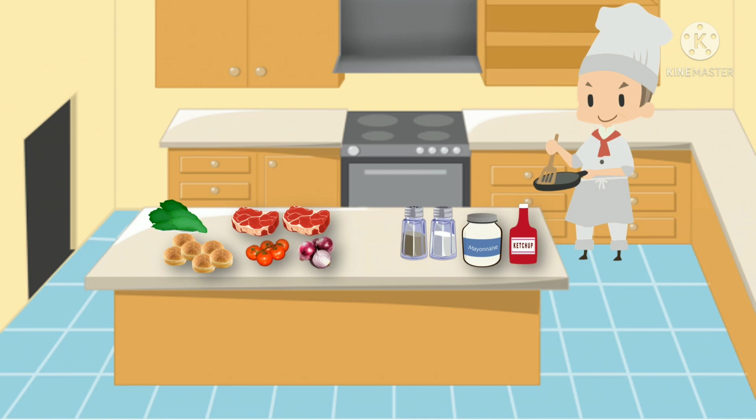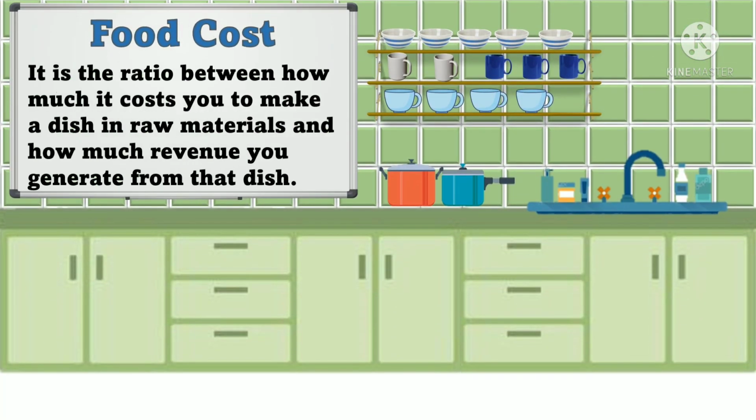In cooking, food costing is one of the important considerations which greatly help for effective budgeting. If you are opening a restaurant or other food business where food is being sold, you will always incur costs of production. Food cost is the ratio between how much it costs you to make a dish in raw materials and how much revenue you generate from that dish. Some of the factors that contribute to high food and beverage costs include poor portion control, excessive food costs, theft, waste, and even spoilage.